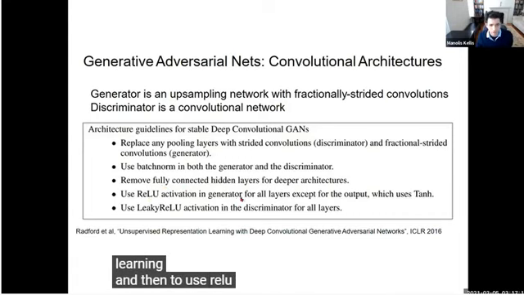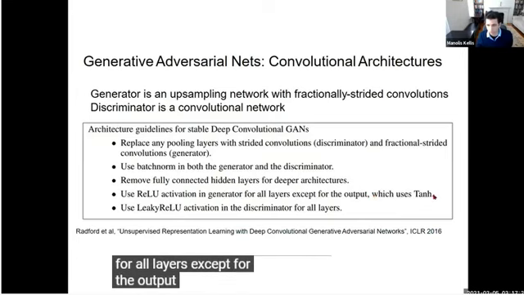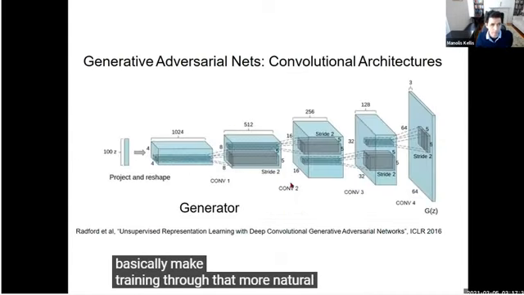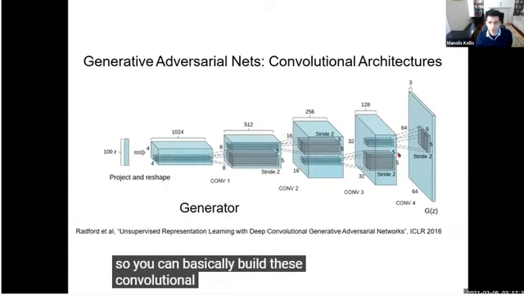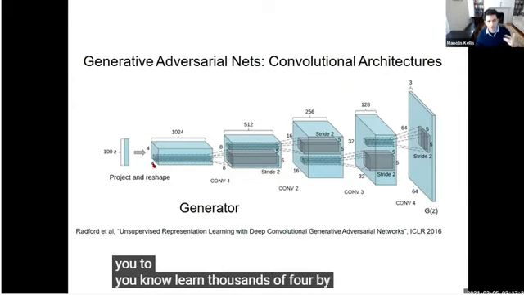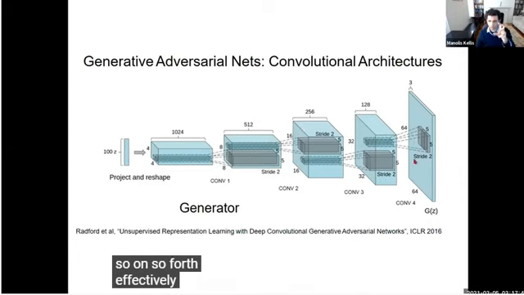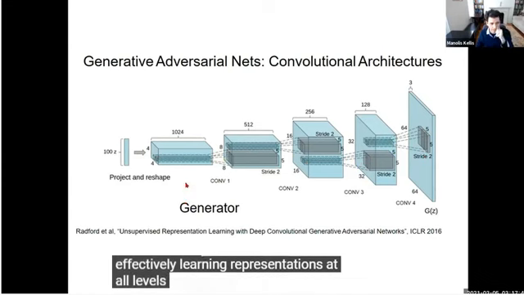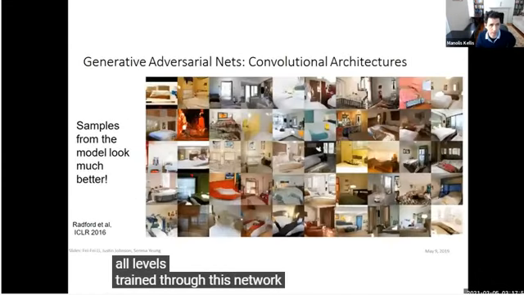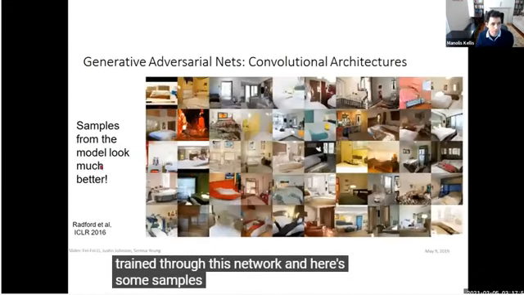And then to use ReLU in the generator for all layers except for the output, which then uses TANH, and then use a leaky ReLU in the discriminator for all layers to basically make training through that more natural. So you can basically build these convolutional architectures that allow you to learn thousands of 4x4 features, hundreds of 8x8 features, hundreds of 16x16 features, and so on and so forth, effectively learning representations at all levels trained through this network. And here's some samples from the model.